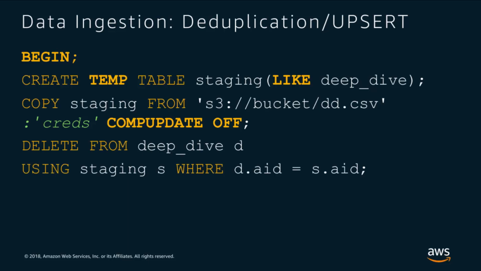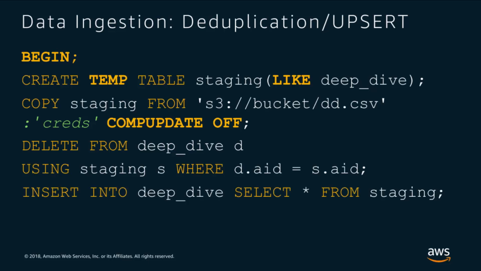And now we can delete the data out of the deep dive table where the records match, and then insert all of the data into the deep dive table from our staging table. We can now safely drop the staging table and finish the transaction with a commit. So all of this happens in a single transaction, and it all happens or it all rolls back. So that is the optimal way to do deduplication UPSERT logic in Redshift.